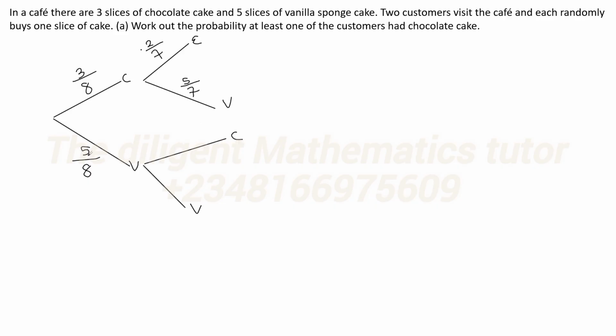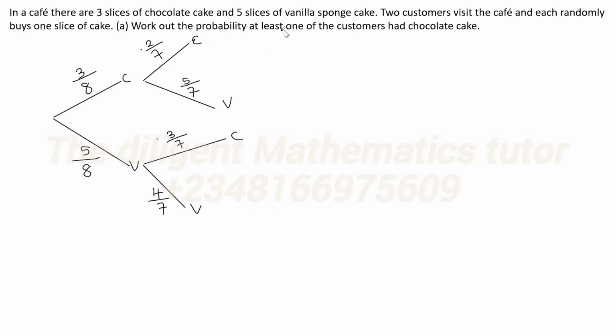Okay. So now what's the probability of choosing chocolate? The first person has chosen vanilla. So chocolate is still complete. You still have 3 slices of chocolate, but the total number has reduced. Vanilla has reduced. Now we have 4 slices of vanilla, and then the total number has reduced. So let's go back to the question.